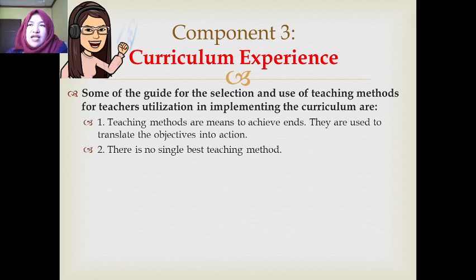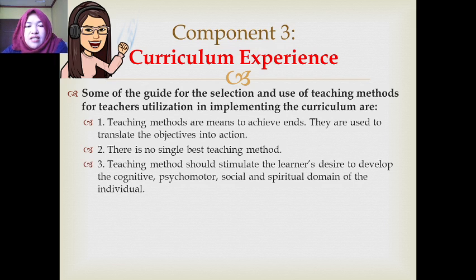Hindi mo pwedeng sabihin na pinakamagandang method is face-to-face lang. Hindi. Kahit nga sa face-to-face, meron kang mga activities para ma-address mo yung pangangailangan ng mga bata para mas maka-learn sila. Hindi lang isang method yung ginagawa mo. Maski sa evaluation, hindi lang multiple choice yung ginagamit mo, di ba? Meron tayong matching type, meron tayong fill in the blanks, meron tayong enumeration, meron tayong simplification. Maraming paraan. So, there is no single best teaching method.